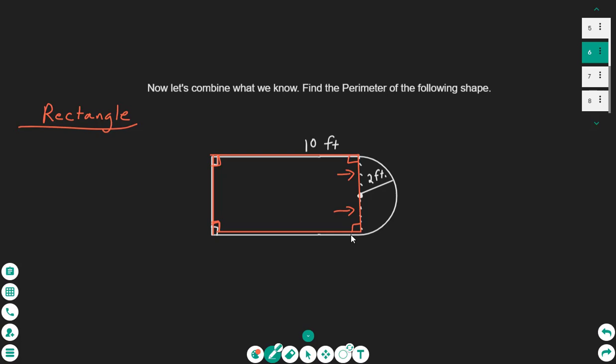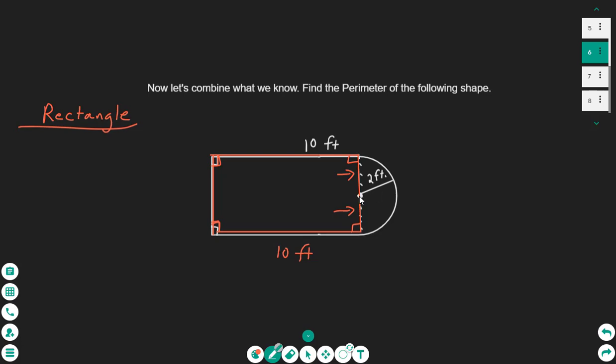So therefore, we can say because this side of the rectangle is 10 feet, we know that the bottom is also going to be 10 feet. Now here's where it gets interesting. We need to figure out what the length of this side is. Well, let's think about this semicircle over here. It's telling us that the radius of this semicircle is 2 feet.